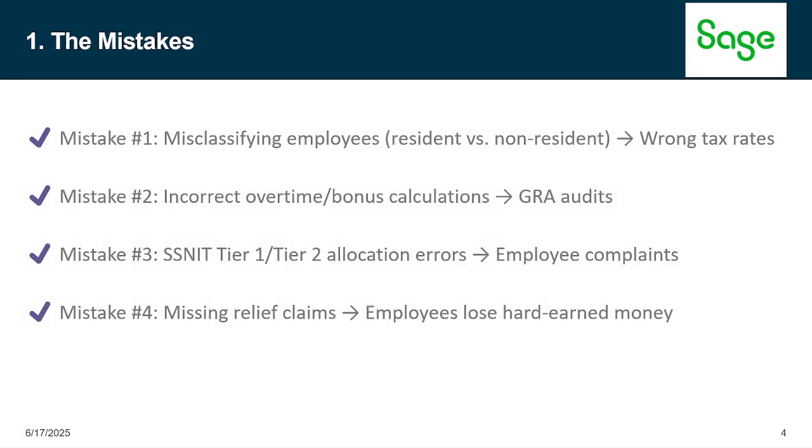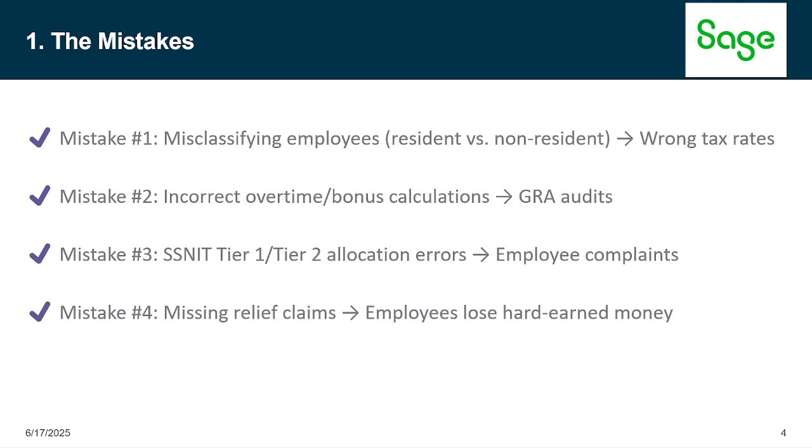So the mistakes. Number one, misclassifying employees, resident versus non-resident. If you have expatriates working for you in Ghana, how do you tax them? It's different from how you tax the residents, those who are living in Ghana permanently.